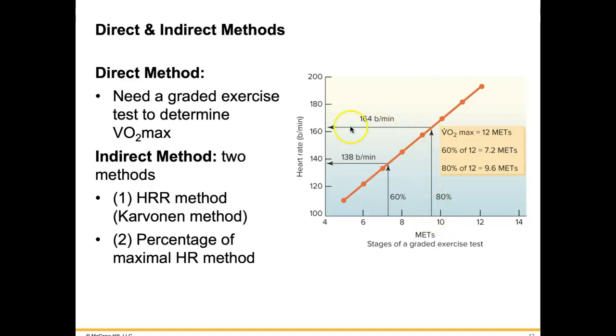Then we are drawing lines going across here, and these horizontal lines are showing us our heart rate equivalents. So let's say our target heart rate range would sit between 138 beats per minute and 164 beats per minute. Now, our indirect method, like we said, is going to involve formulas. We've got two different methods to do this. We have our heart rate reserve method, which is also known as our Karvonen method. And the second is to use a percentage of the maximal heart rate method.